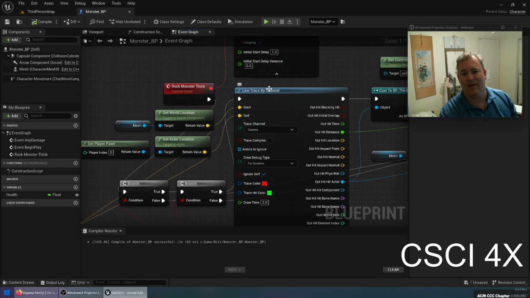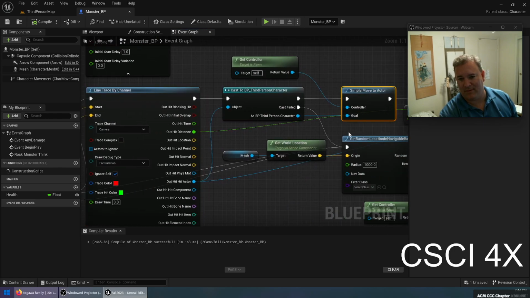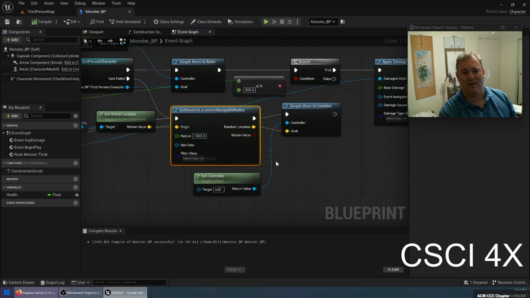Can continue. Do a line trace. We throw a ray through the world from us to them. If we hit them, that means they're visible, and then we charge them. If any of those things fail, then we just mill about randomly.